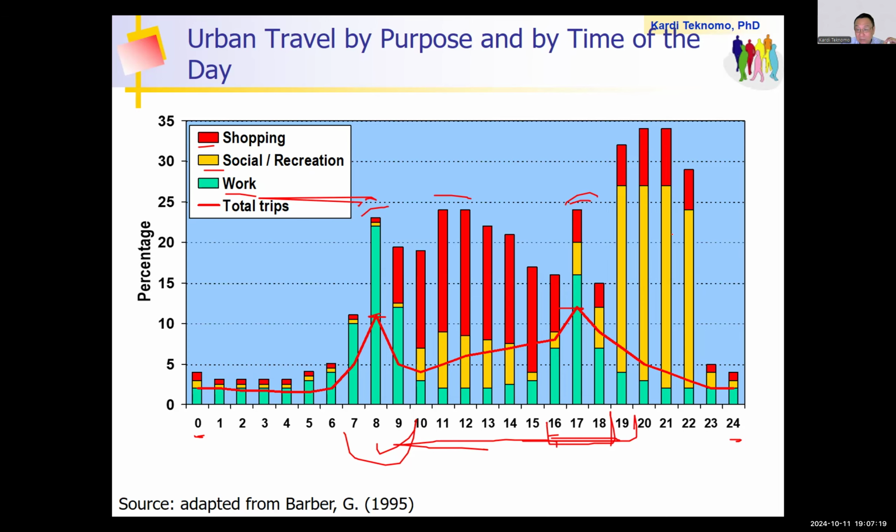So social life is mostly in the night. Can you see? Social life is mostly in the night or in the afternoon. This one, the yellow part.